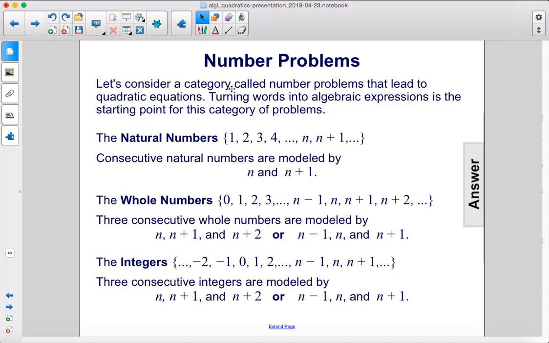Let's consider a category called number problems that lead to quadratic equations. Turning words into algebraic expressions is the starting point for this category of problems. The natural numbers, 1, 2, 3, 4, etc., are modeled by n and n plus 1. The whole numbers, which include all of the natural numbers and 0, are modeled by n, n plus 1, and n plus 2, or you could even have n minus 1, n, and n plus 1. The integers, which include all of the negative numbers as well, are also modeled by n, n plus 1, n plus 2, and so on.